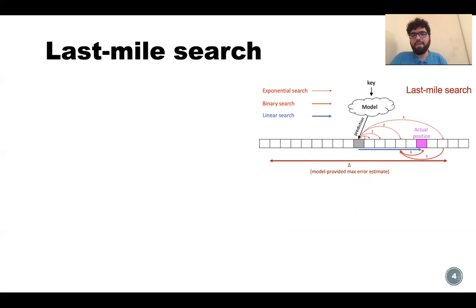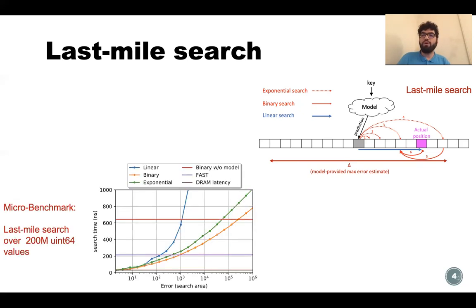In a learned index, once you have a prediction, we need to find the actual position, and we have a couple of options. If we have the error bounds of the model, we can do binary search. If you don't know the boundary, we can do linear search or exponential search. To show how this affects performance, considering only the last mile search, we designed a micro benchmark where we had pairs of predictions and actual positions, and we varied the error between the prediction and the actual position to see how the last mile search algorithms perform.